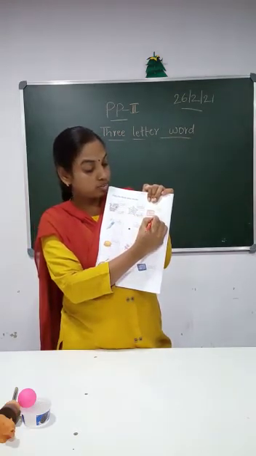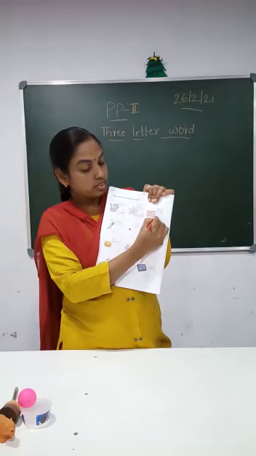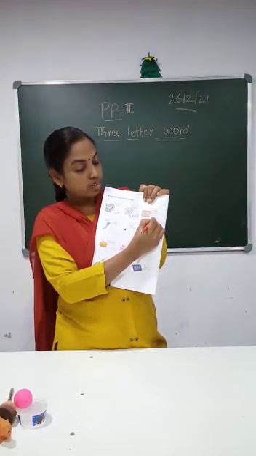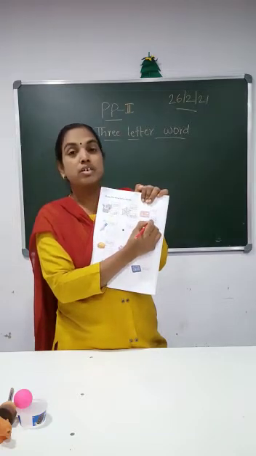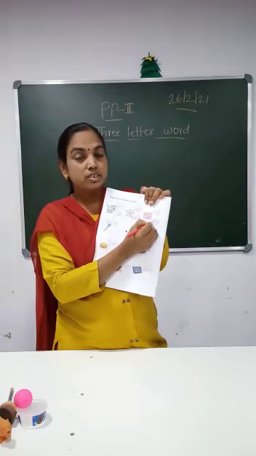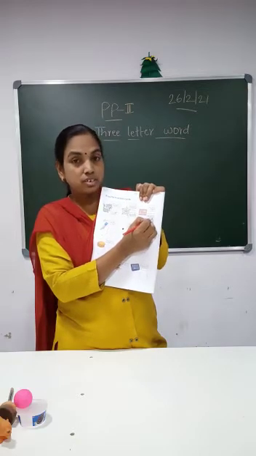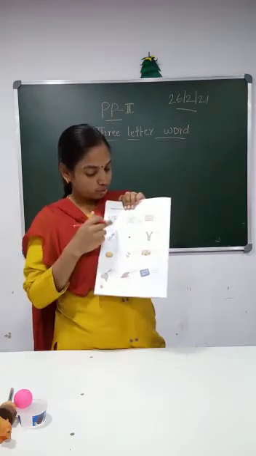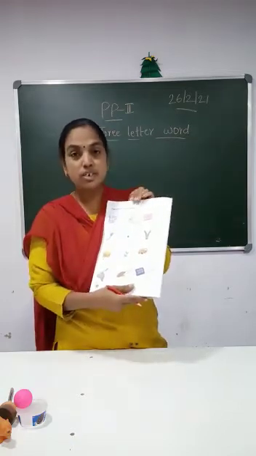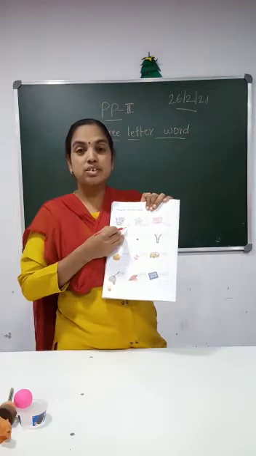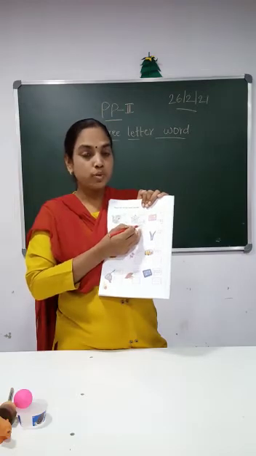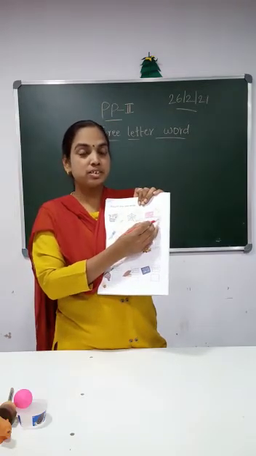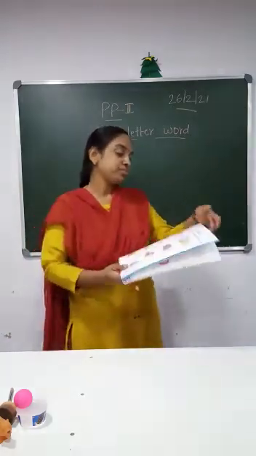R, R sounds R, R, A, G, rug. R, A, G, rug. So this same way, the remaining you will do it as a homework. K, A, T, cat. W, A, B, web. R, A, G, rug. And this.